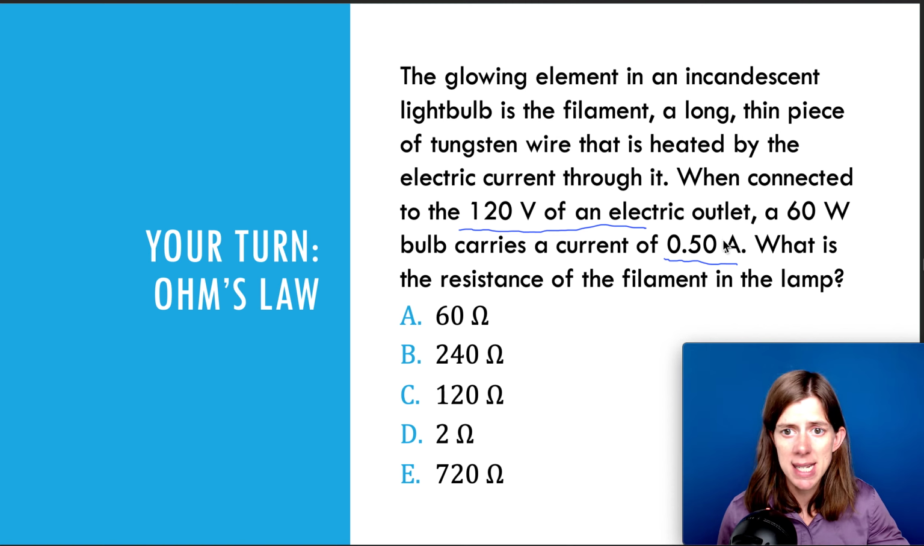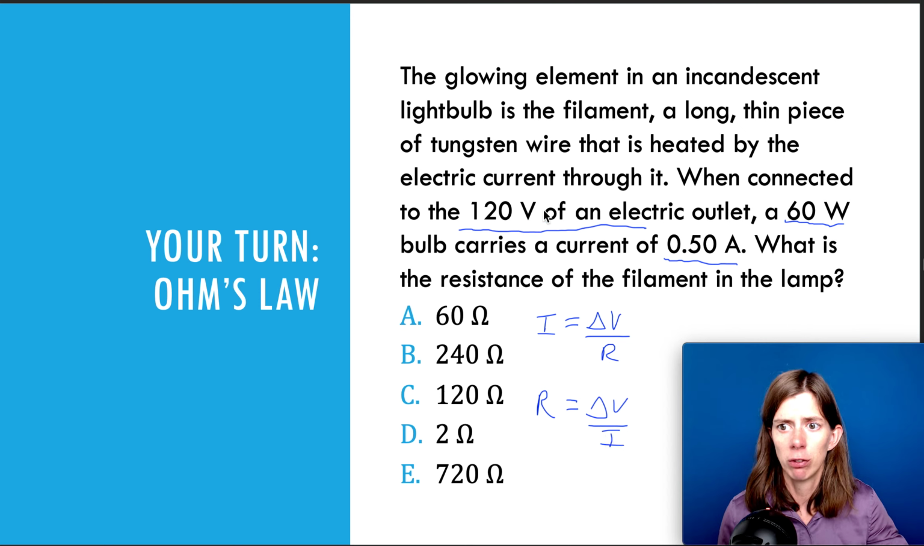This is a simple application of Ohm's law, so please try it on your own. Pause the video for a second. You'll notice that the 60 watts here, that's the power, is actually extra information. We don't need it for this problem. We can just use Ohm's law, I equals delta V over R, and solve for resistance, which gives delta V over I. So the voltage is 120 volts, and the current is 0.5 amps. So the resistance is 120 divided by 0.5, which is equal to 240 ohms.